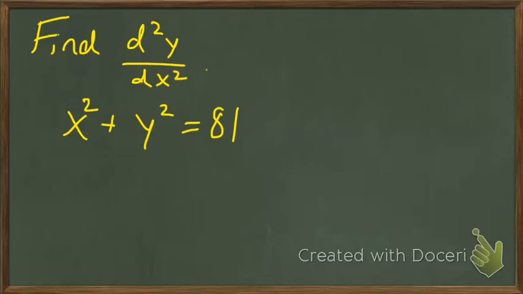Alrighty, find the second derivative. Well, hold up. Before you find the second derivative, you have to find the first derivative. And since this function is not explicitly defined for just y, we will use implicit differentiation.